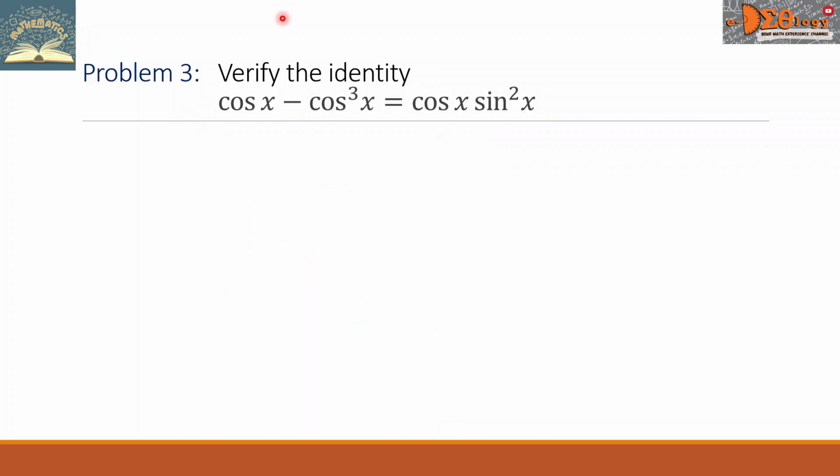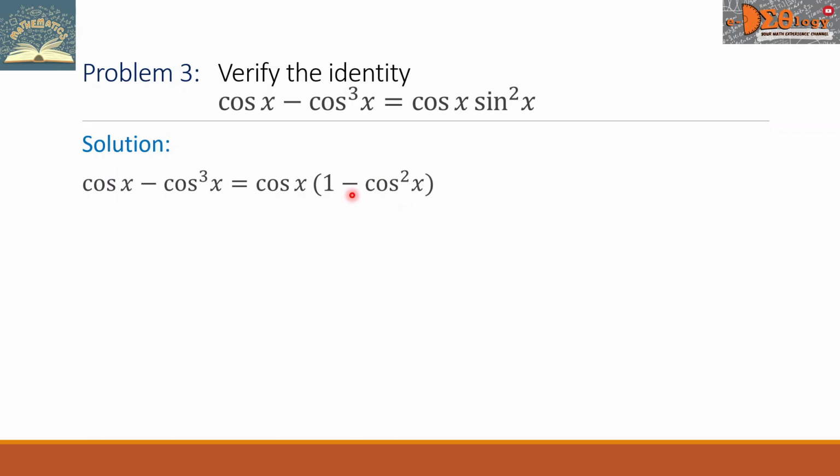Problem 3. Verify the identity. Cosine x minus cosine cube x equals cosine x sine square x. Let us copy the left side values. We are going to simplify this to equal the right hand value. In here we see that there are two terms and there is a common term. That is the cosine x. We can factor it out. So it becomes cosine x times 1 minus cosine square x.